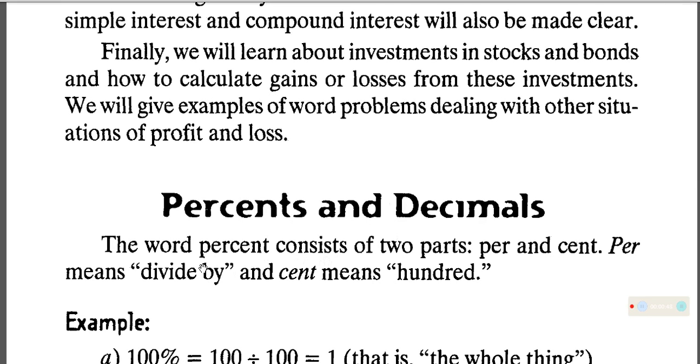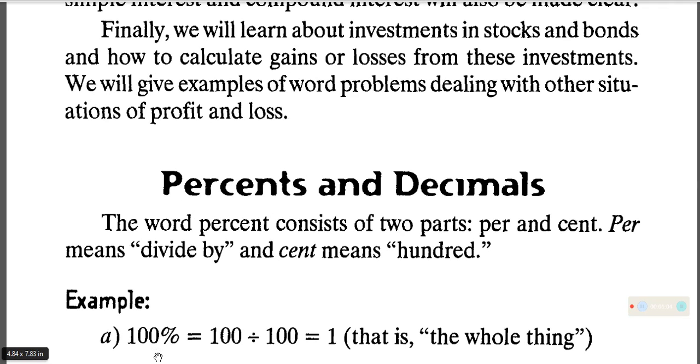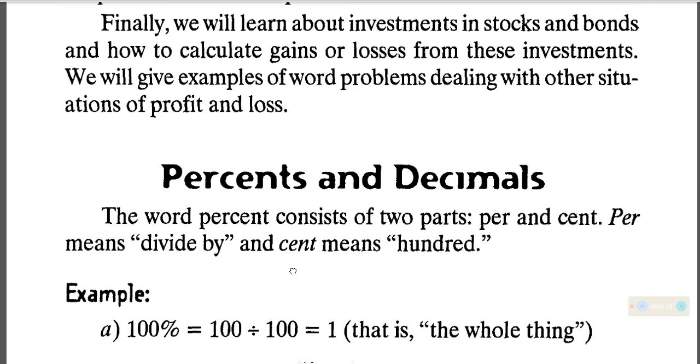So, percents and decimals. The word percent consists of two parts, per and cent. Per means divide, and cent means hundred. So, when you are looking for percents, that just means you are dividing by 100. For example, we have 100%. So, 100 divided by 100, in decimal, it is 1. So that means it is the whole thing. So if you see 100%, ibig sabihin, yun yung kabuuan, yun yung whole.